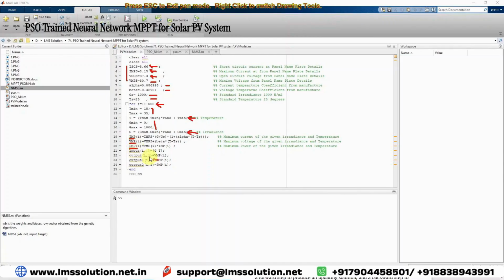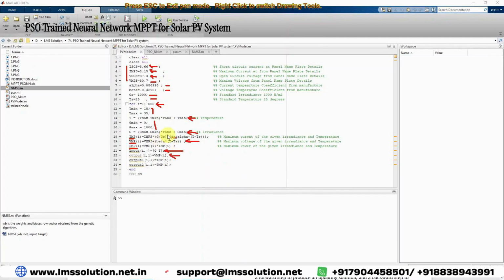In this simulation, we are going to consider only the target data. That means the voltage at maximum power point for different temperature and irradiation, so we are going to collect that data. The input data is going to be irradiation and temperature, and the output is going to be the voltage at maximum power point. These are the data going to be collected by means of this program.